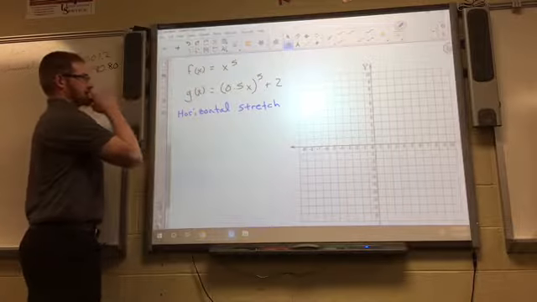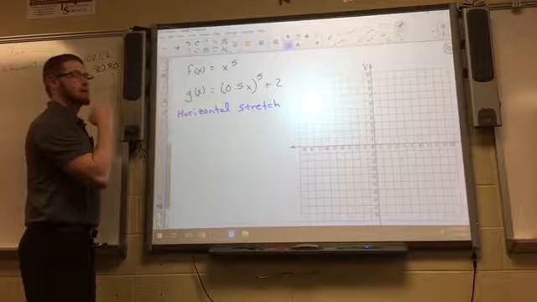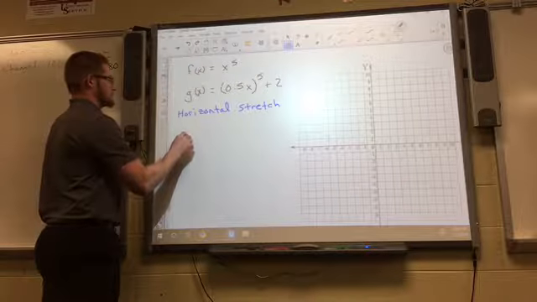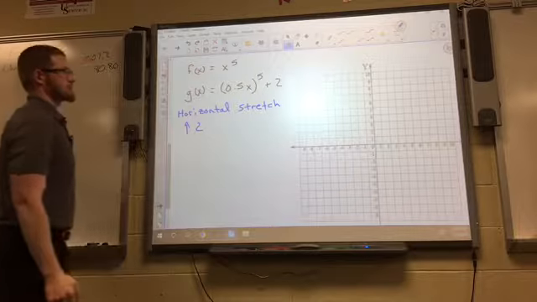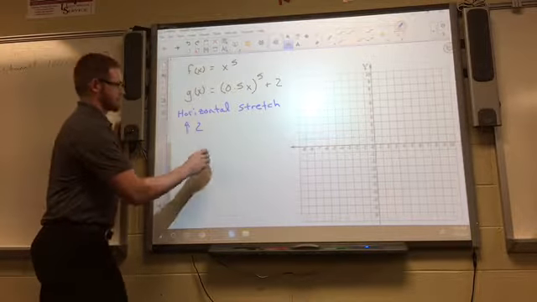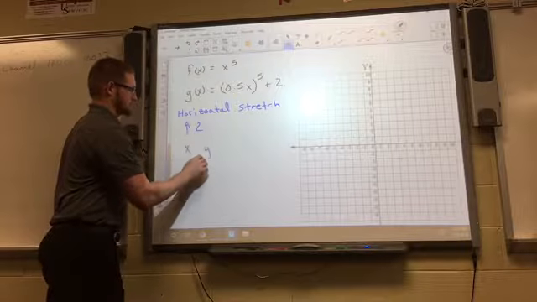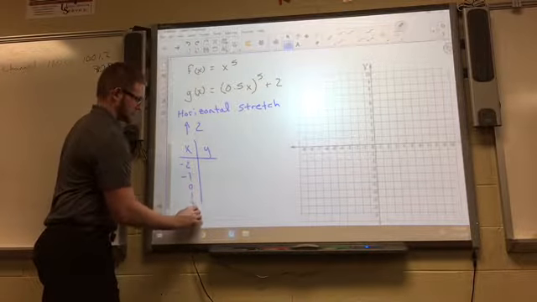What else is happening here to this graph? Up 2. So I'm doing a vertical translation 2 units. All right, so if we want to graph this, I would start the same way we did on the first one. I just start with my XY charts, -2, -1, 0, 1, and 2.